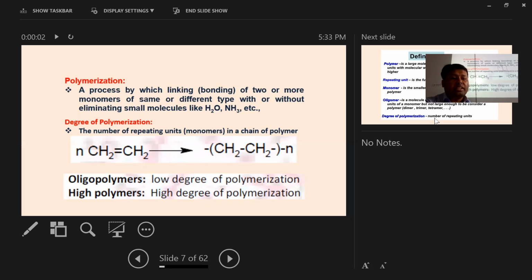Very simple things, repeating again. Oligopolymers are just low molecular weight, or if you have a very low number of monomer units in the polymer, then we can consider them oligopolymers. And if you have many repeating units, then we can consider it a high polymer. The process of making the high polymer is high polymerization, and the making of oligopolymers is oligopolymerization or low degree of polymerization.